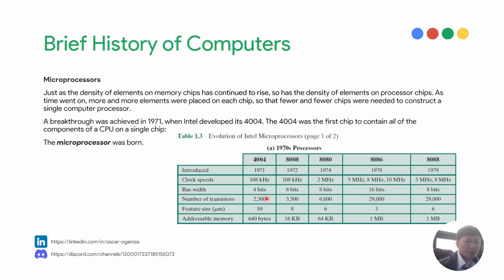So meron tayong mga formula dyan na ginagamit para ma-estimate nila or ma-calculate nila kung ilan bang possible transistors ang pwedeng madagdag sa isang single chip. Okay, so in 1978, meron ng 5, 8, 10 megahertz na CPU. Meron na rin, with a smaller size.